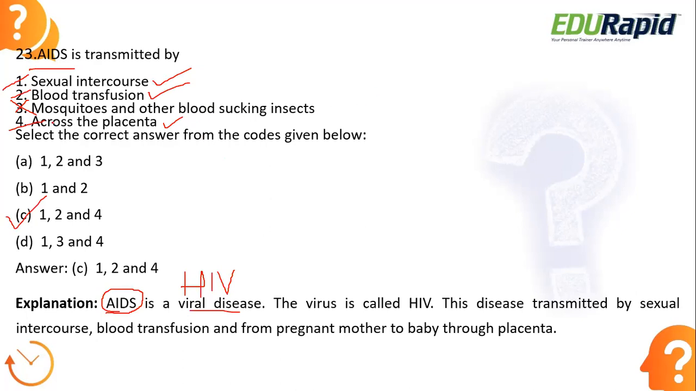But when we look at the third statement, mosquitoes are not the ones that usually cause this disease, because it does not require any vector. The HIV virus does not require any vector. So even if a mosquito bites an infected person and then sucks the blood of a normal healthy person, it will not be capable of transmitting the HIV virus.